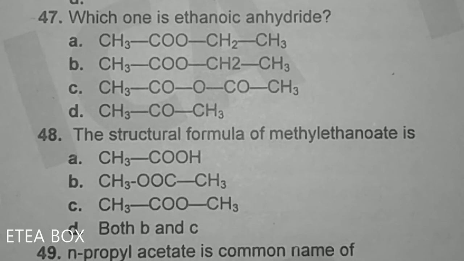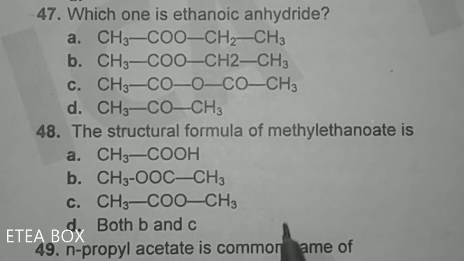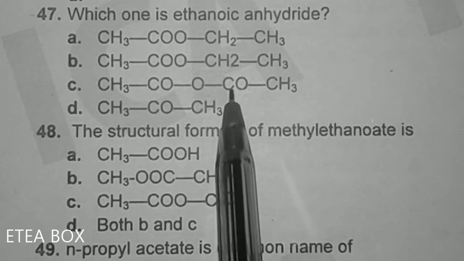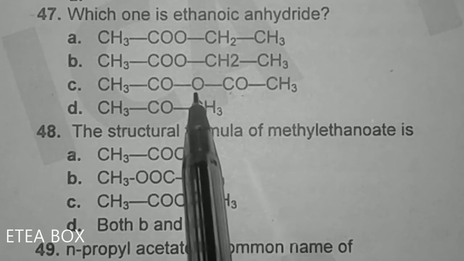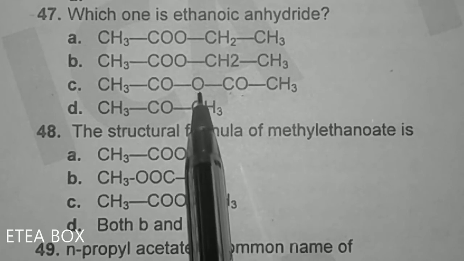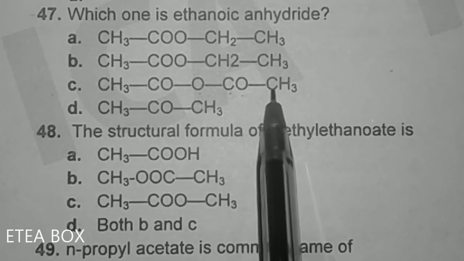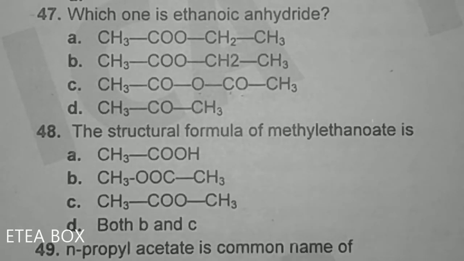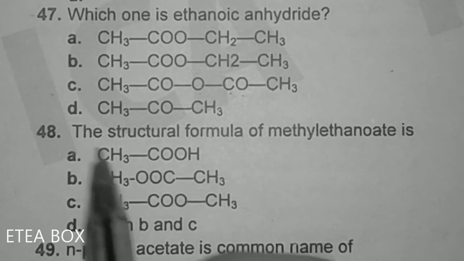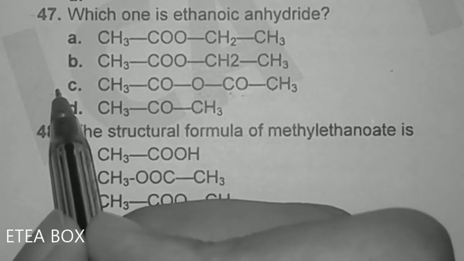Which one is ethanoic anhydride? Now anhydrides are the ones in which 2 carboxylic acid, look at the C option, 2 carboxylic or carbonyl groups are combined or connected through an oxygen atom along with alkyl groups. This is called an anhydride. Now you have to name this one. For naming this one, look, ethanoic anhydride is option C.